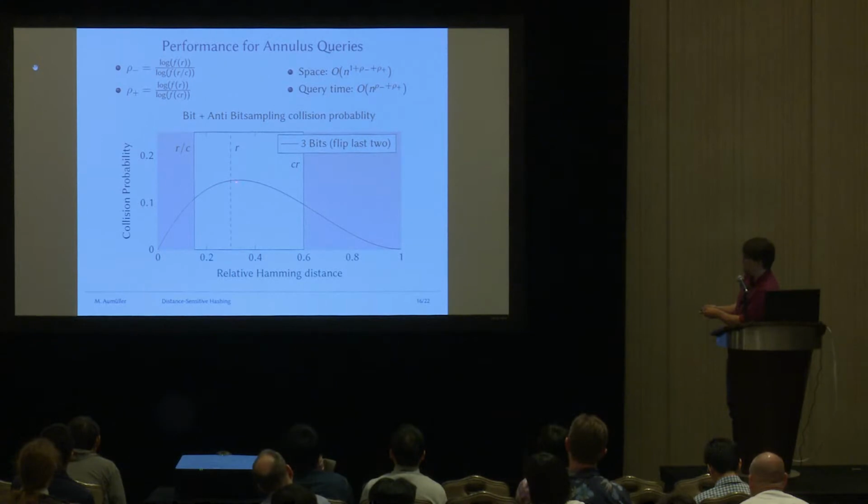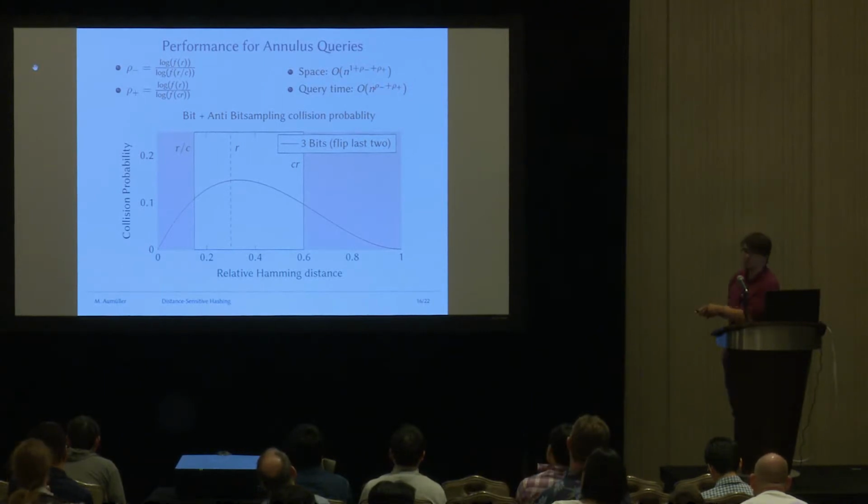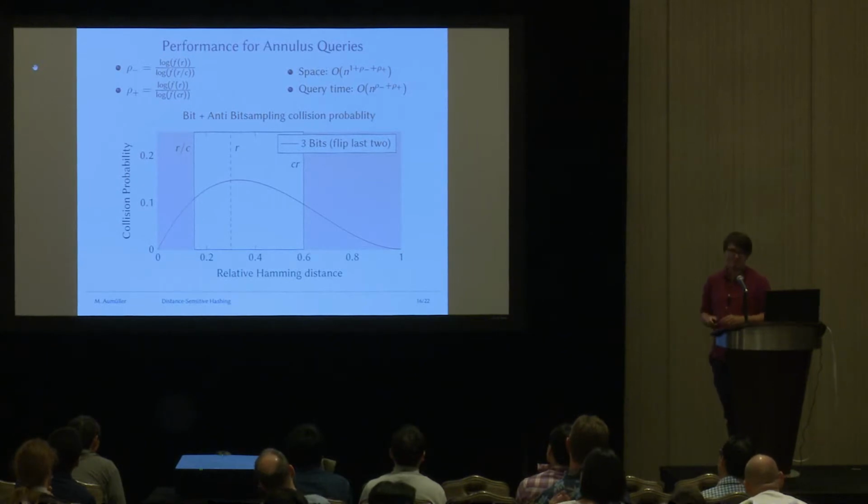With regard to how good you can return remaining points over here: if you know rho plus and rho minus, the space of your data structure, if you just plug it into the standard LSH data structure, is going to be n to the 1 plus rho minus plus rho plus, query time n to the rho minus plus rho plus. That means rho minus plus rho plus here has to be smaller than 1. If it's smaller than 1, you win over a linear scan. If it's at least 1, then this doesn't help at all.